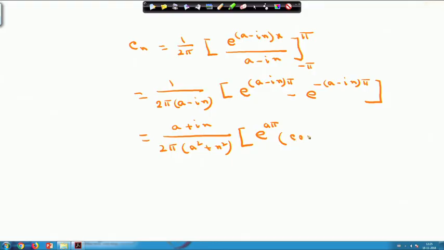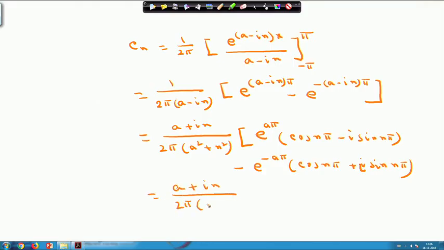So this I can write as cos n π − i sin n π, and minus e^(−aπ) I can put here, and this will be cos n π + i sin n π. Now again sin n π is 0 and cos n π will be coming. So that gives (a + i n)/(2π(a² + n²)) times (e^(aπ) − e^(−aπ)) cos n π.